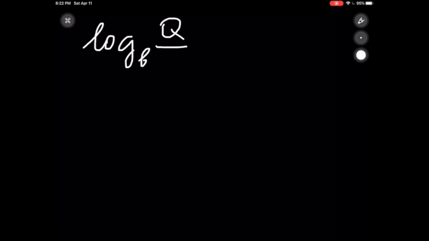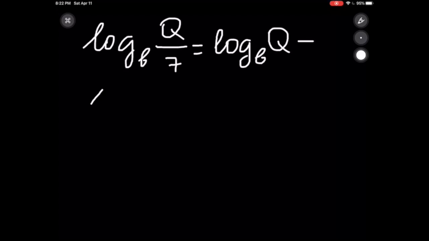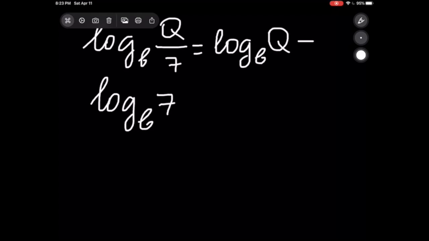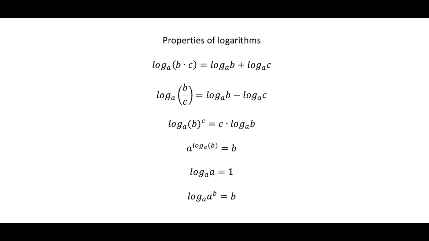Log base b of q over 7. Using the second property, we can write it as log base b of q minus log base b of 7, and you're done. Now let's look at the third property.